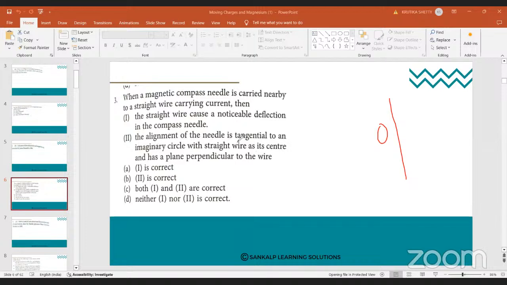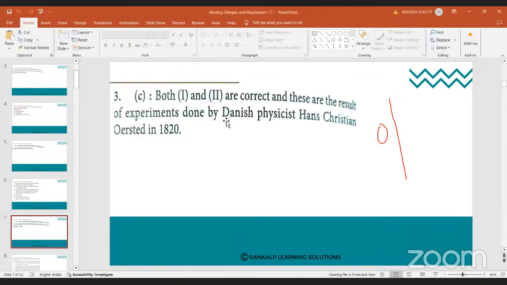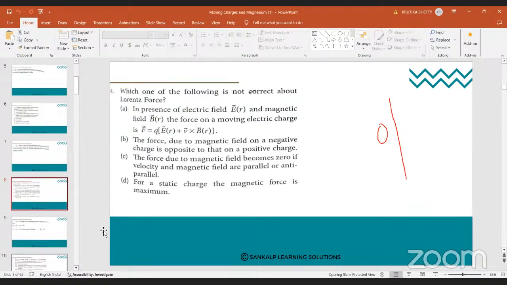Second statement, the alignment of the needle is tangential to an imaginary circle with the straight wire as its center and has a plane perpendicular to the wire. So A, B, C, D. Are both correct, or only the first statement, or only the second statement? C, both are correct. Yes, very good. Both the statements are correct here. Go for the next question.